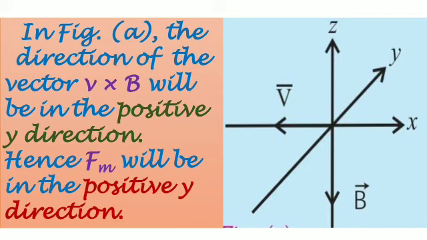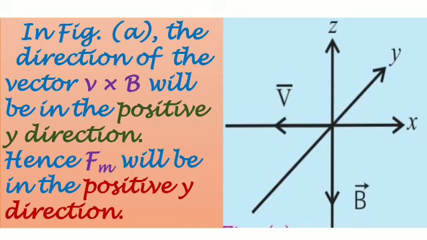As you can see here, vector V is along the x direction, and vector B is opposite to the z direction. So finally the magnetic force will be in the positive y direction. So this is the direction of the magnetic force according to figure A.